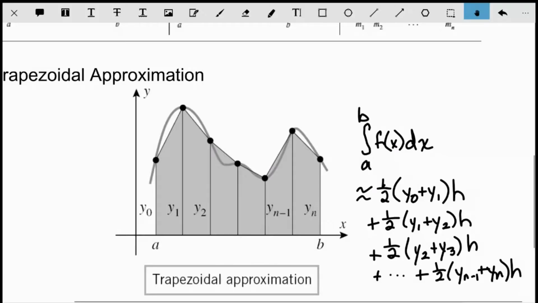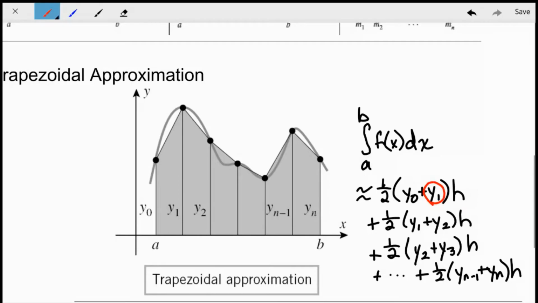Now, what I want you to notice here is that some of these values show up in more than one trapezoid. So, for example, notice that y1 is in the first trapezoid, and it's also in the second trapezoid. y2 is in the second trapezoid and the third, and so on. y3 would be in the next two trapezoids, all the way till I get to the very end. The only two function values that don't show up in both trapezoids are y naught and y sub n. All of the other values are going to show up in two trapezoids.